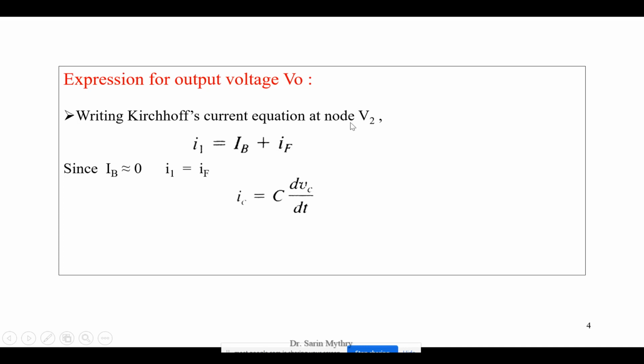Writing the Kirchhoff current equation at the node V2, we are going to get I1 equal to IB plus IF. Since my IB is 0, I'll have I1 equal to IF. And if you substitute over here, you'll get the final equation. If you substitute IB into this one, you'll get I1 equal to IF. And this is the relationship of current through and voltage across this particular capacitor. You are trying to find the relationship of current and voltage across this particular capacitor.